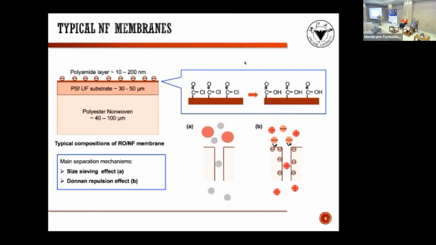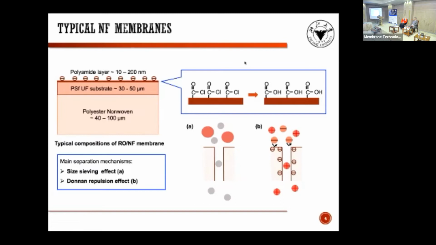Due to the hydrolysis of acyl chloride groups, carboxylic acid groups are formed with a pKa around 4. Therefore, the membrane carries a negative charge under neutral separation environments. Here are the main separation mechanisms for the NF process: one is the size sieving effect and the other is the Donnan repulsion effect. For UF and MF membranes, size sieving is dominant. However, Donnan repulsion plays a more and more important role when the pore size becomes narrow.